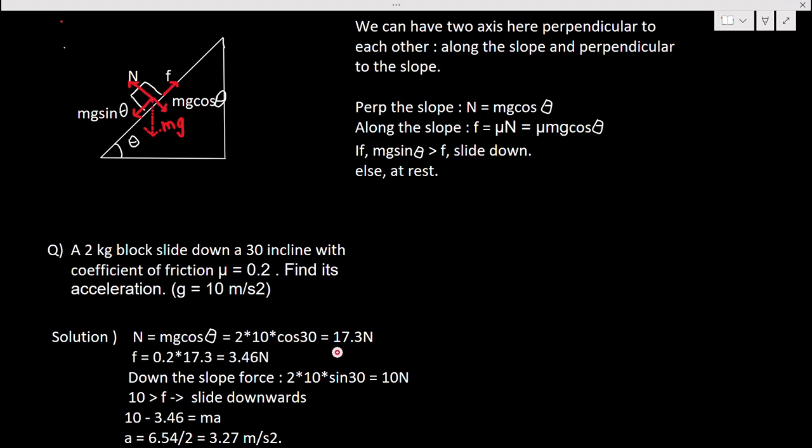So what will be the normal on the block? The normal will be mg cos theta, right? M is 2, g is 10, and cos 30 is root 3 by 2, which becomes 17.3 Newton. Now, what will be the friction on this block? The friction would be mu N, right? So mu is 0.2 and N is 17.3. So it becomes 3.46 Newton.